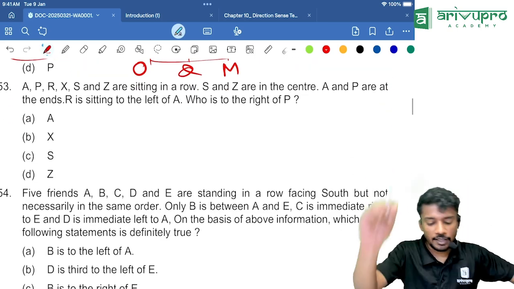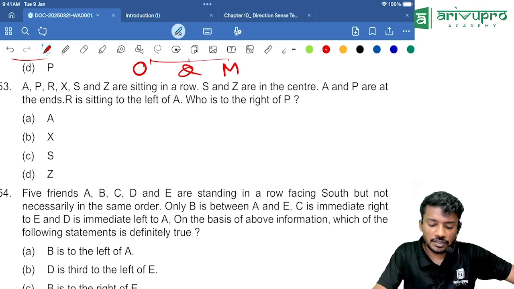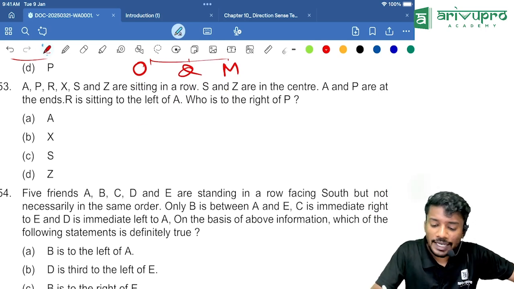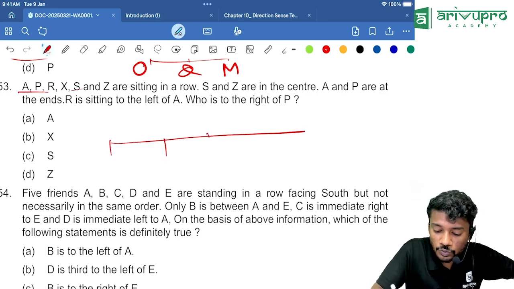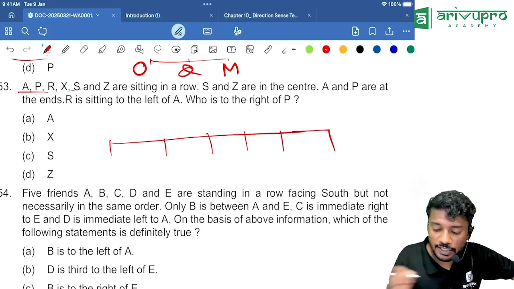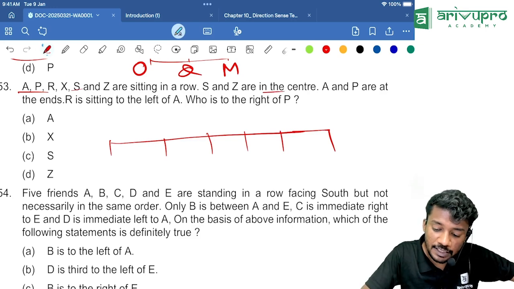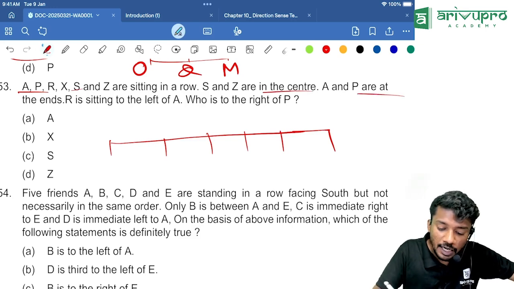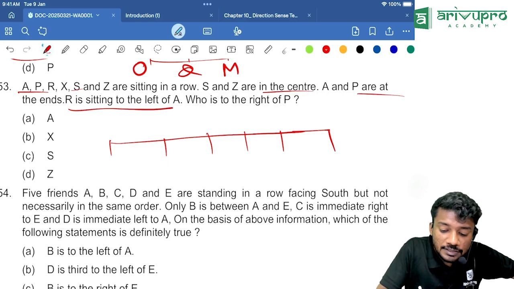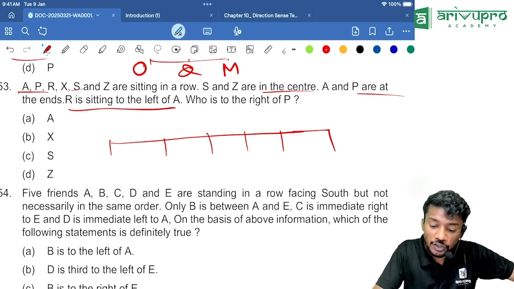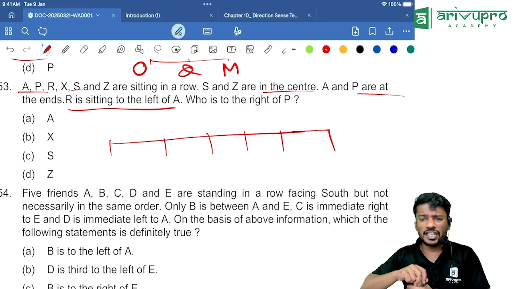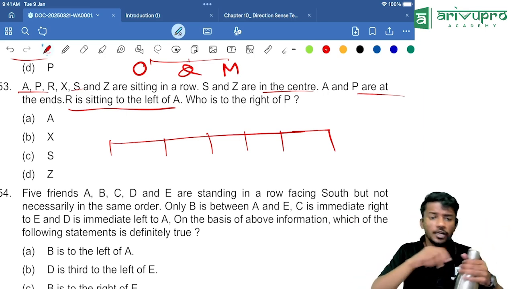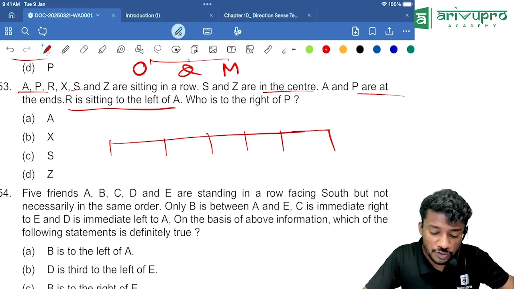Next question. A, P, R, X, Z are sitting in a row. S and Z are in the center. How many people are there? 6 are there. 1, 2, 3, 4, 5, finally 6. S and Z are in the center. A and P are at the ends. R is sitting left of A. So usually, are they looking towards south or north? North. When nothing is given, we will assume it as north itself. So where will be the position of A?